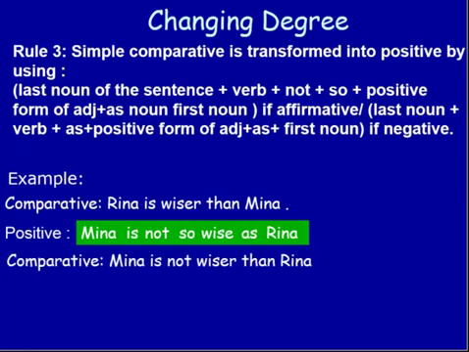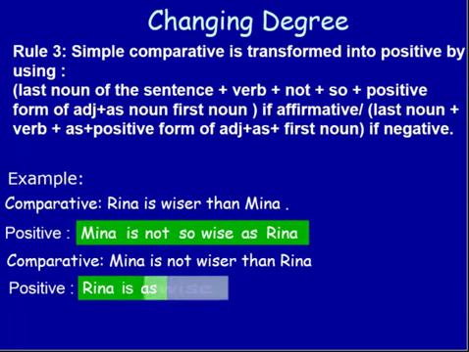Look at another example. Mina is not wiser than Rina. We look at that, and the comparative sentence is negative. That is why we will have to transform it into the affirmative positive. First we will have to write the last noun first. Then you will have to use the verb. Because the comparative sentence is negative, we will have to omit the not. Then you will have to write as plus the positive form of the adjective. Then after as, the first noun. It will be transformed into the positive. Rina is as wise as Mina.